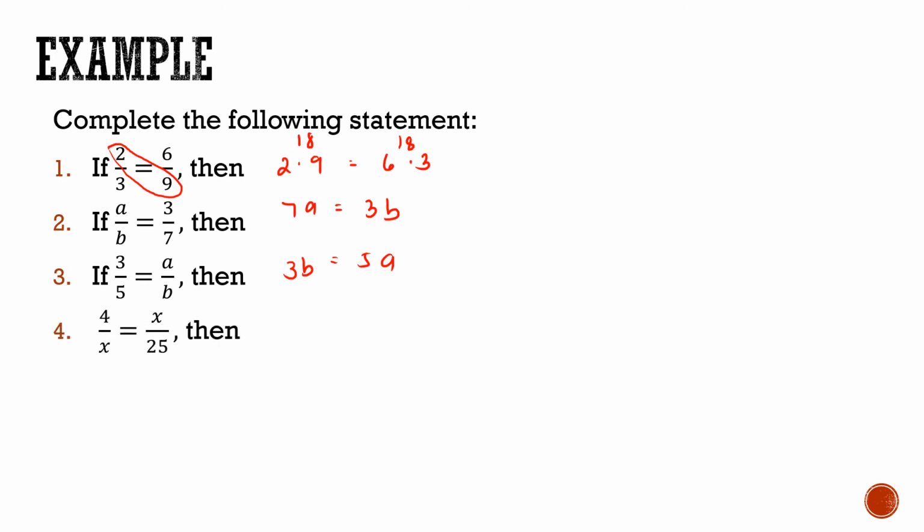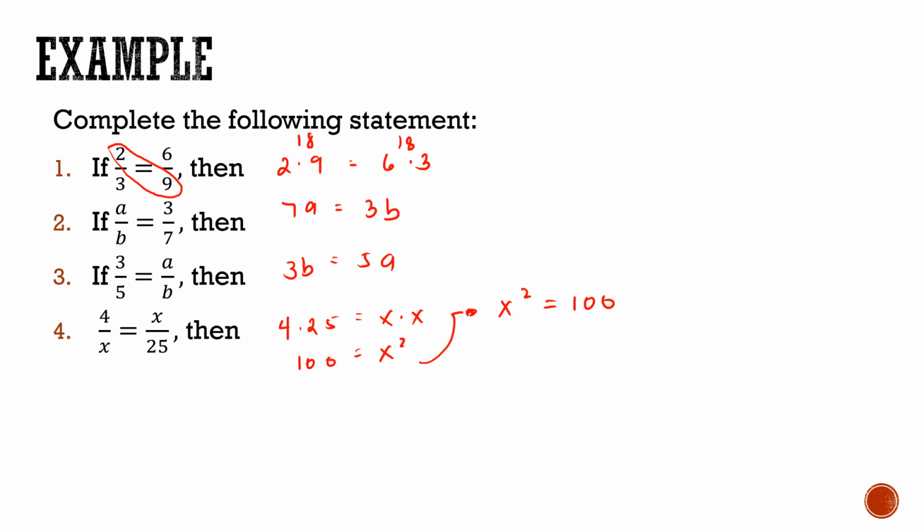Number 4, 4/x is equal to x/25. So we can write this as 4 times 25 is equal to x times x. 4 times 25 is equal to 100. And x times x, that is equal to x squared. Now, 100 is equal to x squared can still be simplified. So we can write this as x squared equals 100.